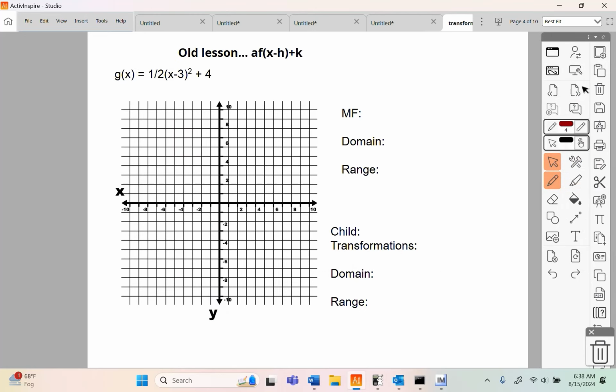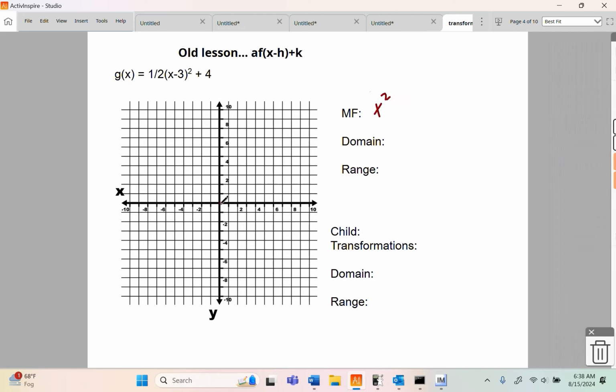Anyways, this is the old lesson. Graph 1/2 x minus 3 squared plus 4. Mom is going to be x squared. Mom contains 0, 0. I graded a couple of y'all's quizzes by now, and some of y'all don't know your mom functions. Shame on you. You need to hurry up and learn those things. Here's mom. She has a domain of negative infinity to infinity. She has a range from 0 to infinity.